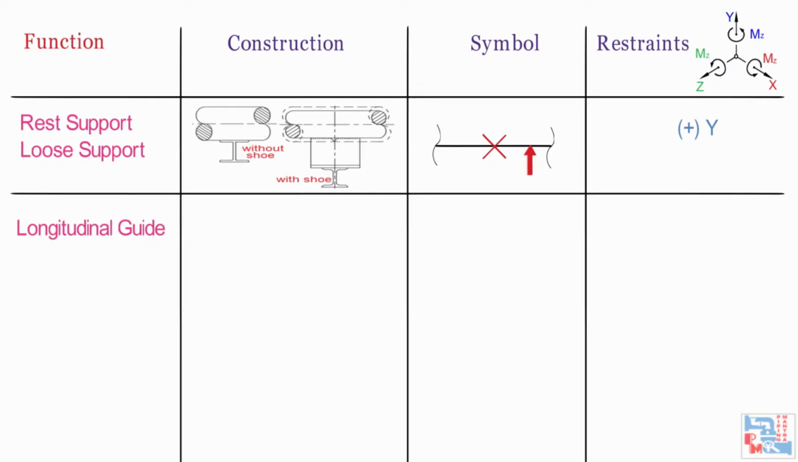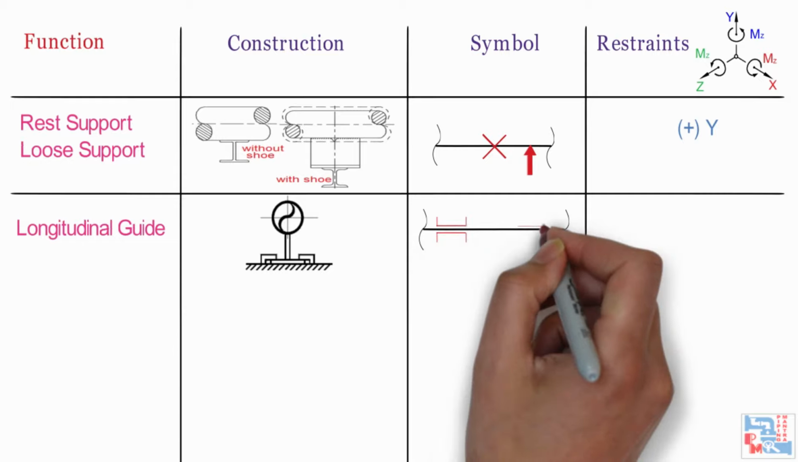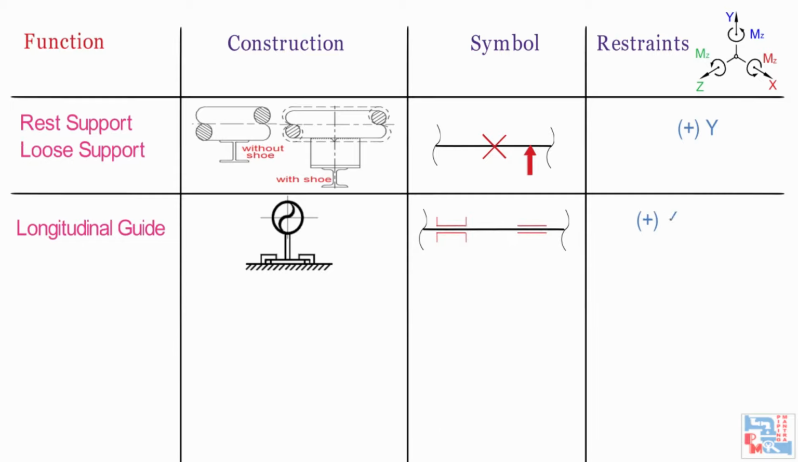Next is longitudinal guide. This type of support is used to restrict movement of the pipe in transverse direction, that is, perpendicular to the length of the pipe, but allows movement in longitudinal direction. This is also a commonly used type of support. Generally, it is used along with the loose support.